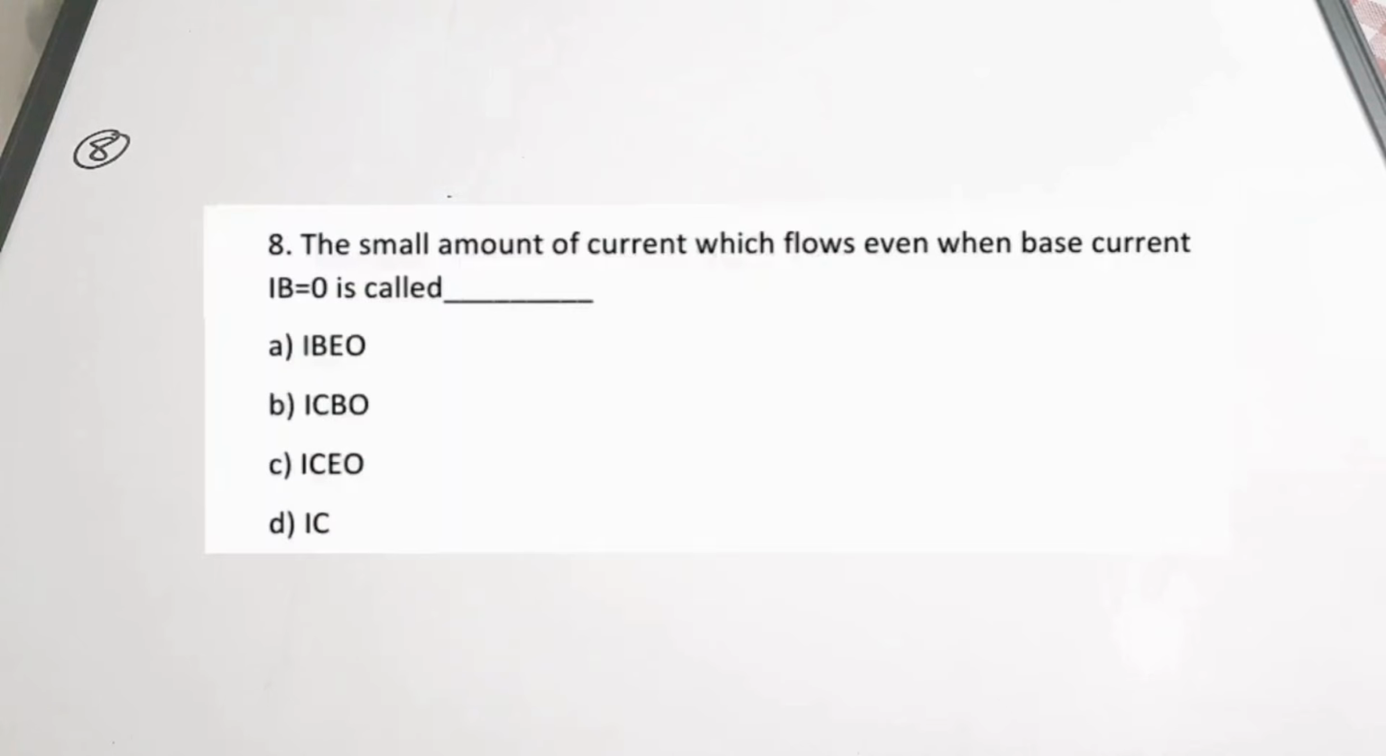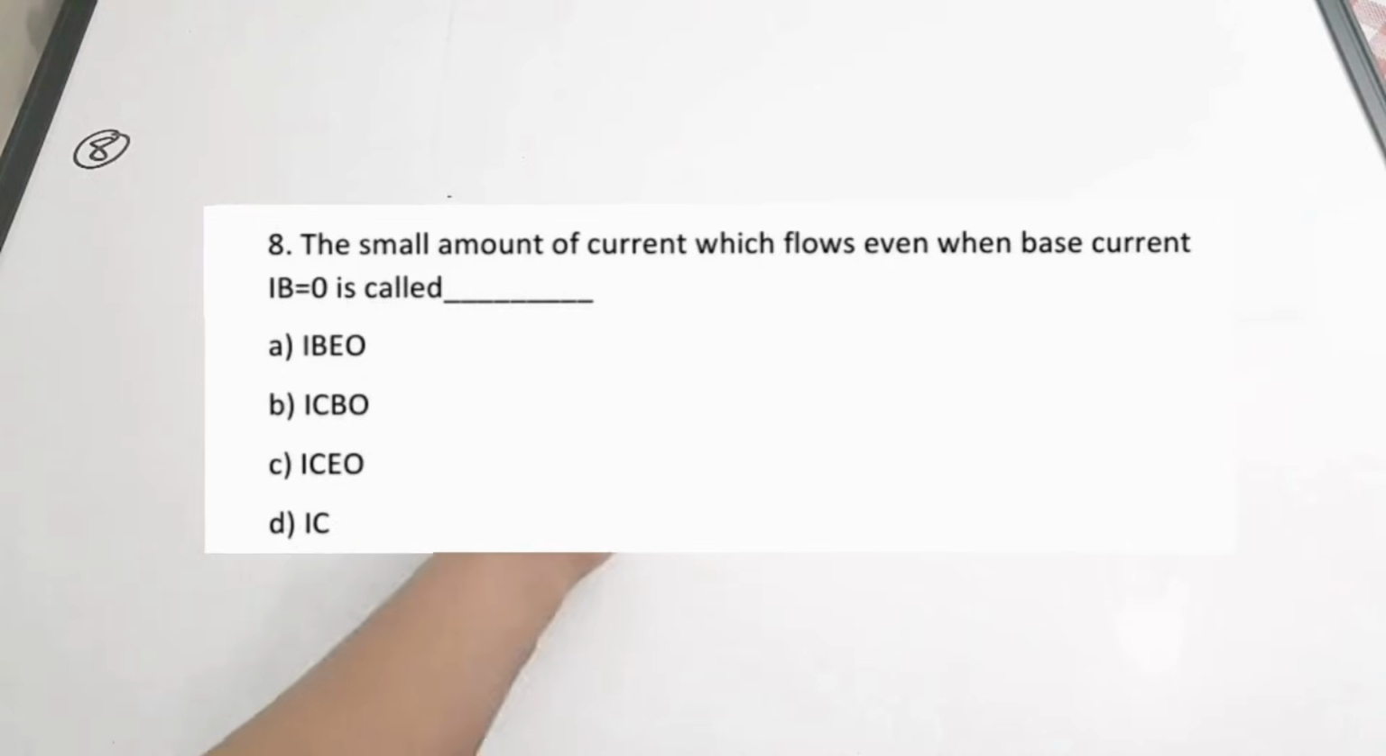So the 8th question is, the small amount of current which flows even when base current IB is 0 is called dash. IBEO, that is the first option. Option B, ICBO. Option C, ICEO. Option D, IC.